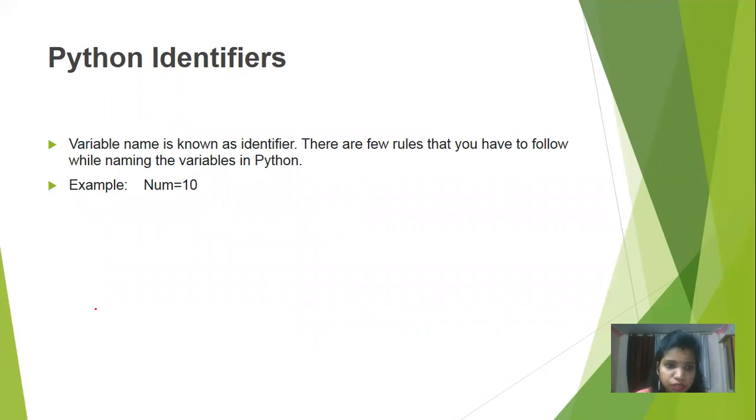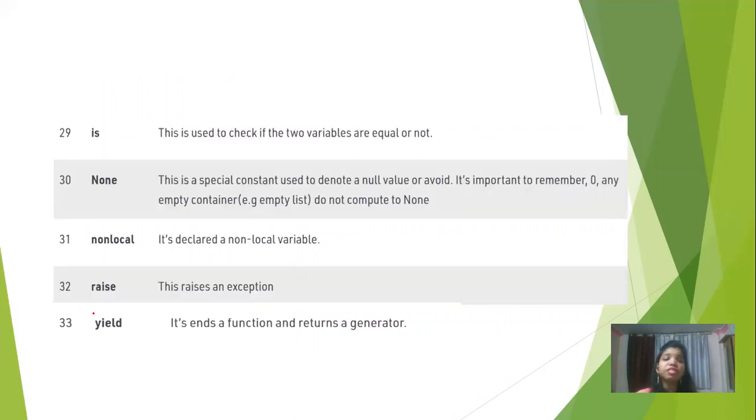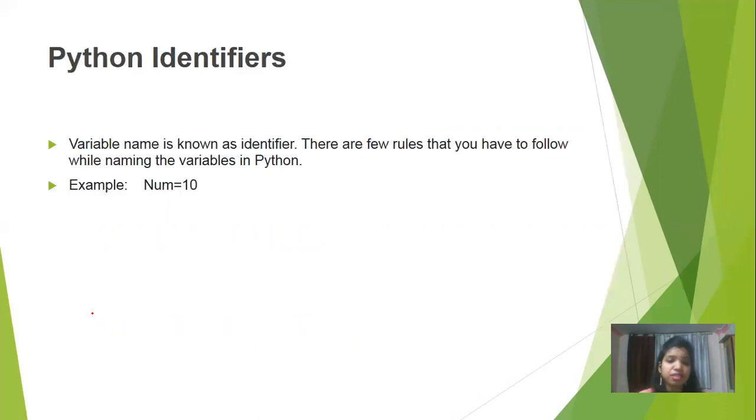So these were the keywords. Ultimately, what are keywords? Keywords are fixed words, reserved words. The meanings of those are fixed. Okay. Now, what are identifiers?